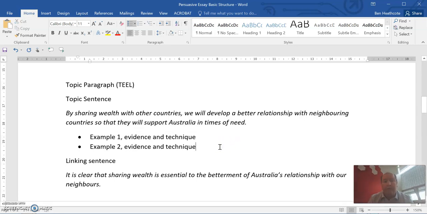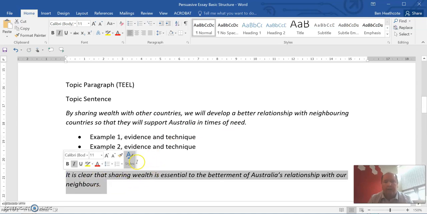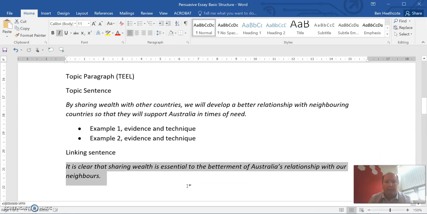Following that, then, you'll give your example, your evidence, your technique, your explanation of why this might be the case. So this is where you'll use your persuasion. This is where you might have an anecdote or give some statistics about how other countries could help us, okay? Or give counter arguments, all those sorts of things. Everything from the CARE FROGS, which is on your OneNote. So once you've given your examples, you'll then have a final sentence, a linking sentence that wraps up and summarises what you've been talking about. So in this case, it is clear that sharing wealth is essential to the betterment of Australia's relationship with our neighbours.